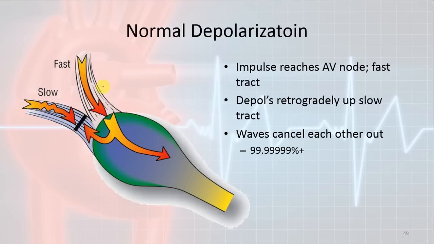What that does is it causes the fast track to depolarize the AV node, and then it will try to backtrack up the slow track. The problem is the slow track already has an impulse coming down. What happens when these two impulses meet in the slow track? They cancel each other out. In 10% of the population, this is what happens 99.9999999% of the time. There's never any problem. There is no clinical significance whatsoever. But what happens if there's a problem?